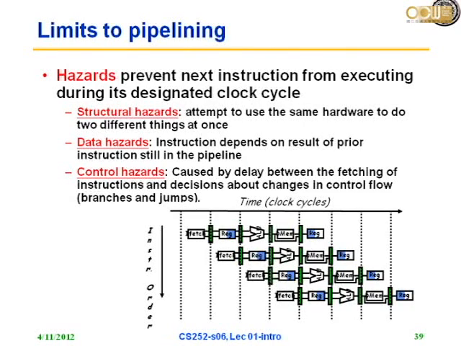Limits to pipelining, we call them hazards. Hazards prevent the next instruction from executing smoothly during its designated clock cycle. So we have a structural hazard because two instructions attempt to use the same hardware simultaneously for two different purposes. If that happens, then we need to give it one more hardware. Data hazards: an instruction depends on the result of a prior instruction still in the pipeline.